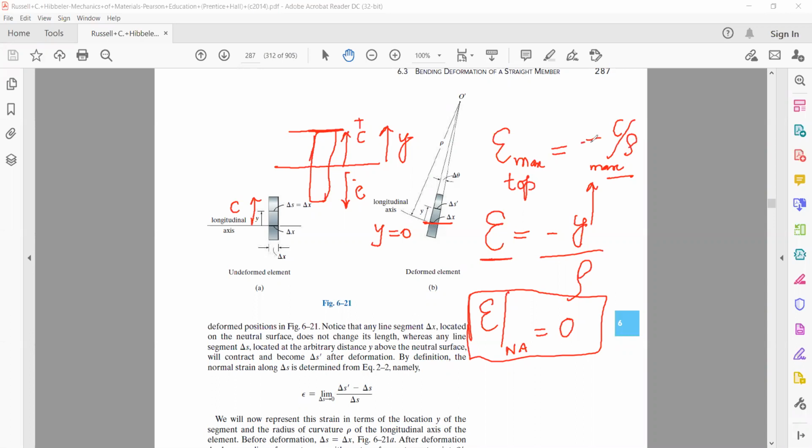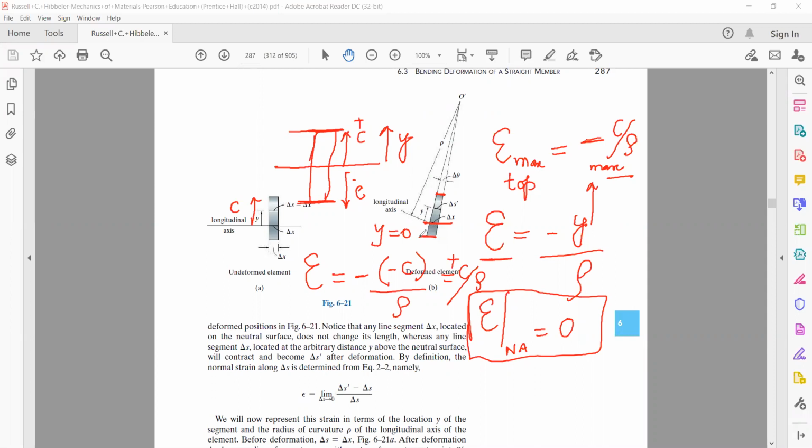Okay, since this is negative, it means it's compressive, as it's indicated from the diagram as well. If you look at the bottom surface, where again our C is maximum, then the value of the strain will become equal to, first you have your negative minus, then we have C. We have to take C in the downward direction, that is minus C, and we have our rho. That becomes equal to C by rho. Since now the strain is positive, it means the strain is tensile in the lower surface. That's what we had already stated.